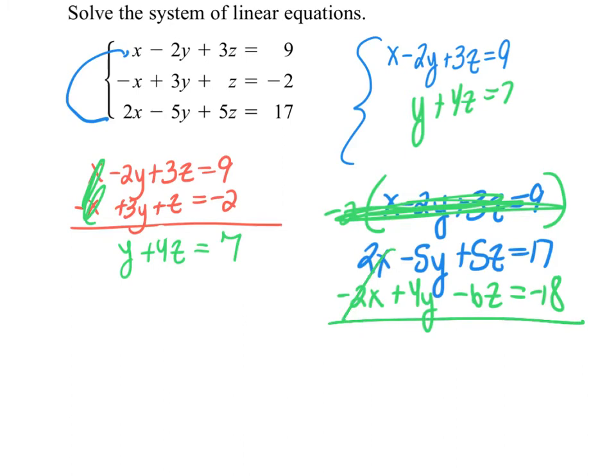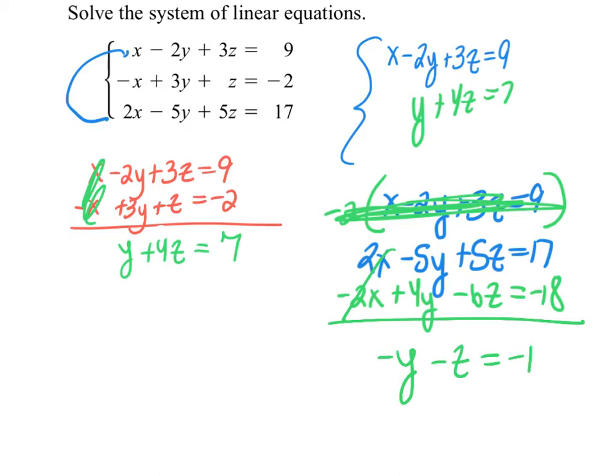So that cancels out. I have y minus z equals what? What's 17 minus 18? Negative 1. I'm sorry, negative y minus z equals negative 1, right? So now what do you guys think I do?